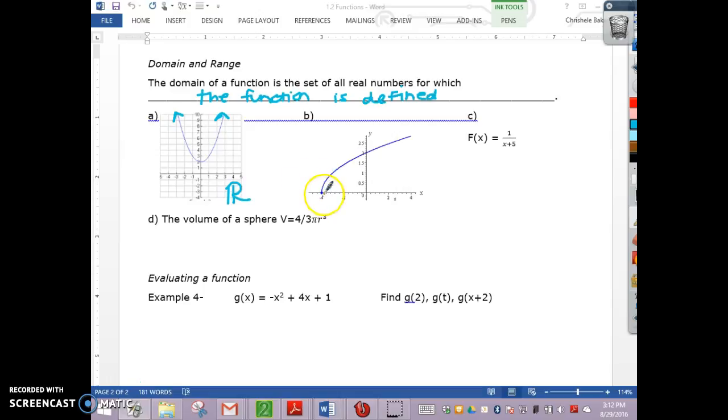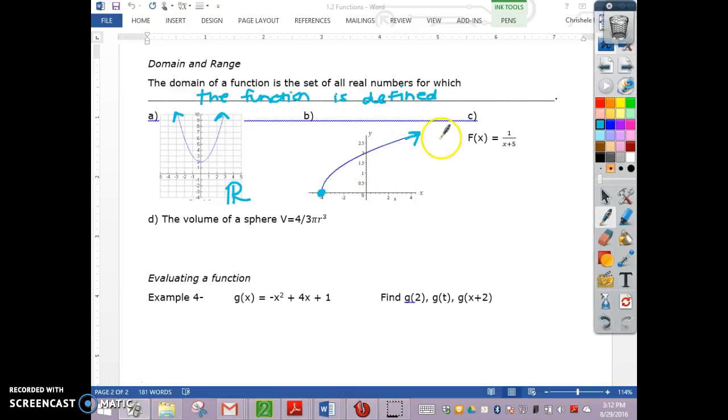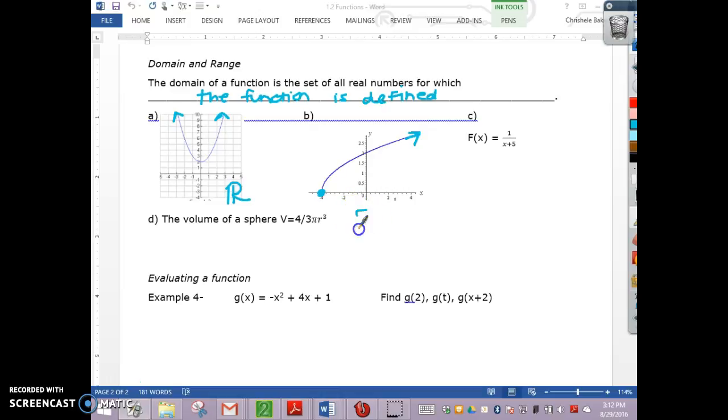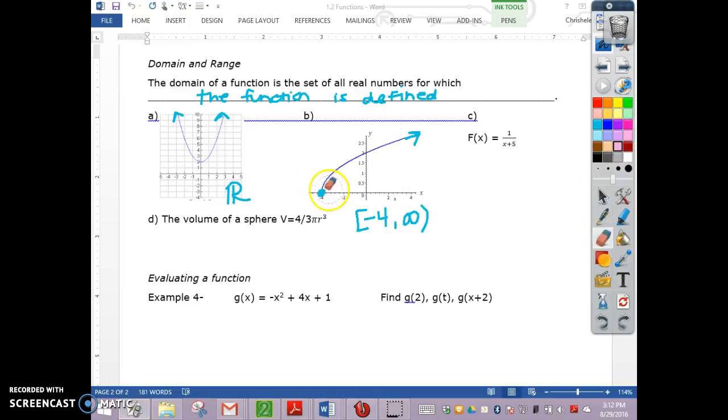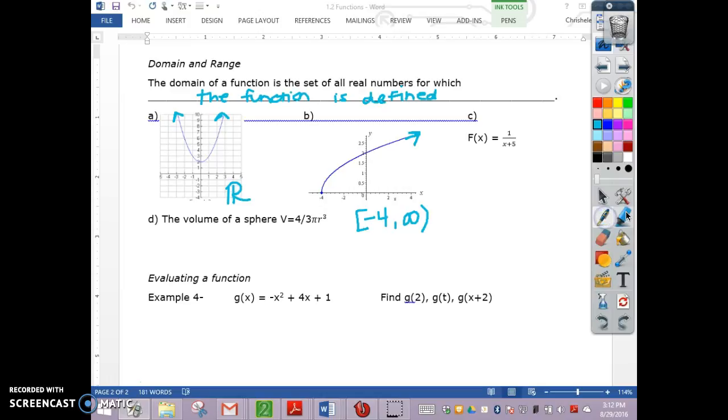On the next one, we see a nice little endpoint here, and then we are assuming that this keeps going, and it's an arrow. So on here, my domain is going to be from -4 to infinity. I'm putting the bracket on the -4 because that was an endpoint. If I erase this, you can see clearly the closed circle there.